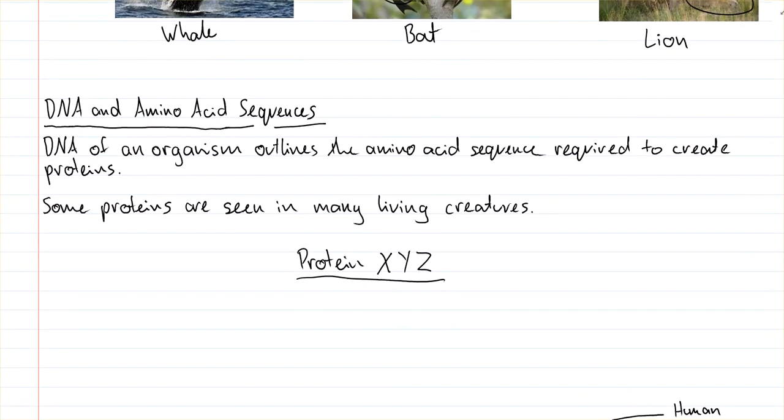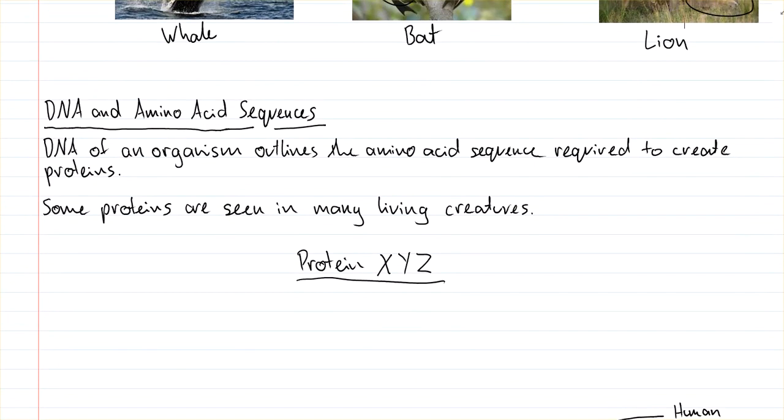Now another way we can look at relation between different organisms is by using amino acid sequences. The DNA of an organism is going to outline the amino acid sequence needed to create a protein. The reason why DNA has a very specific order is because particular segments of DNA, so genes, are going to have a sequence of DNA arranged in codons, which are going to outline an amino acid sequence or order needed to create a protein.